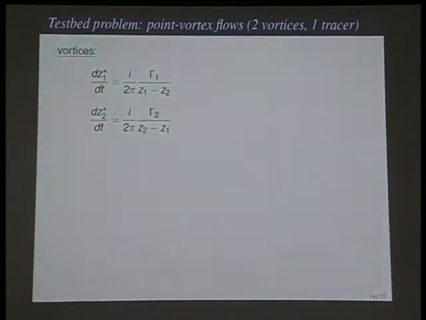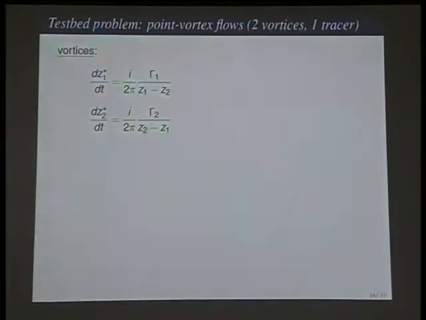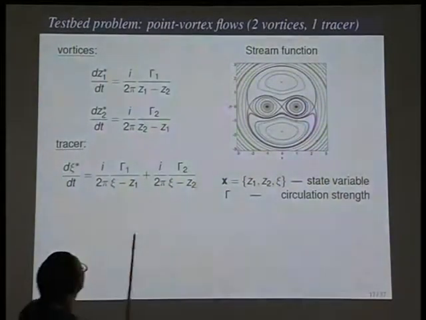I thought I had another slide, but that's okay. So here's our test bed problem. It's pretty simple to write down. We're looking at this point vortex system. So we have two vortices. Here are their equations of motion. Effectively, each of them generates a rotating field around it, and the other one feels the motion of its neighbor's field. So these two vortices will move in a circle around each other if their strengths are equal. Here's what a stream function of that picture looks like.